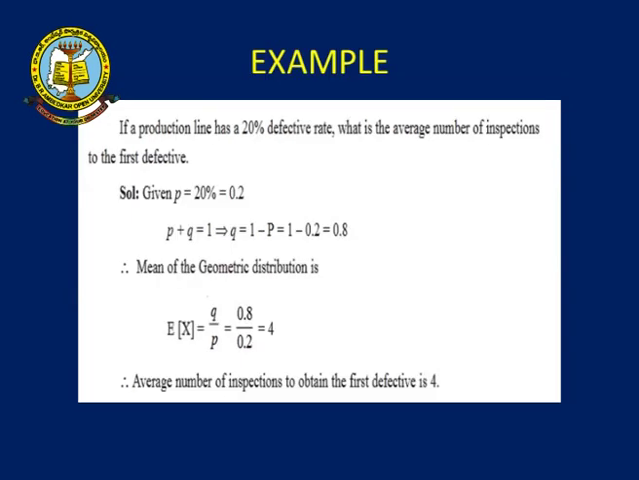Another example we can take here. If a production line has 20% defective, అంటే line లో 20% defective ఉంది, problem ఉంది. What is the average number of inspections for the first defective? First defective లో ఎంత inspections ఉన్నాయని చూద్దాం. P is equal to given 20%, 20 by 100, that is equal to 0.2. Already know that P plus Q is equal to 1, Q is equal to 1 minus P, 1 minus 0.2 is equal to 0.8. Mean of the geometric distribution, you know the formula, Q by P is equal to 0.8 by 0.2, that is 4. Therefore, the average number of inspections to obtain the first defective is 4.